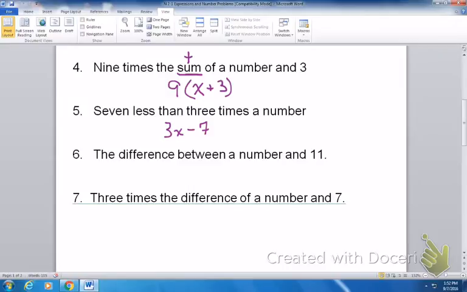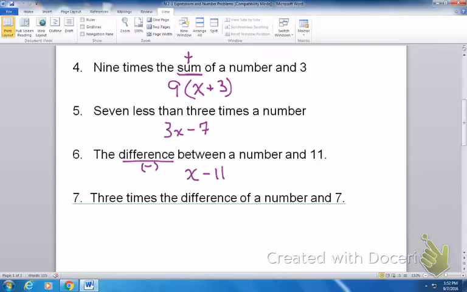Let's look at number 6. The difference between a number and 11. Difference, guys, is another word for subtraction. Okay, so we're going to be subtracting here. Well, it's kind of in order. They want a difference between a number x and 11. So I'm going to have x minus 11.